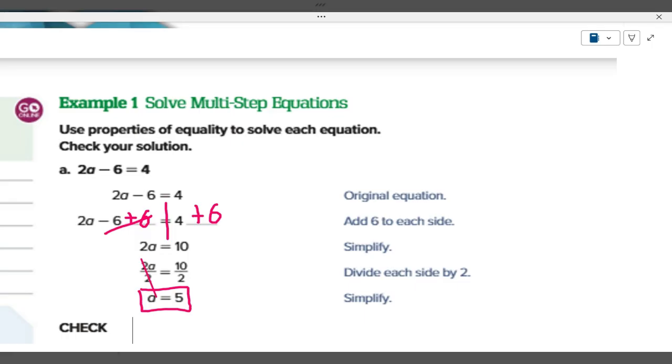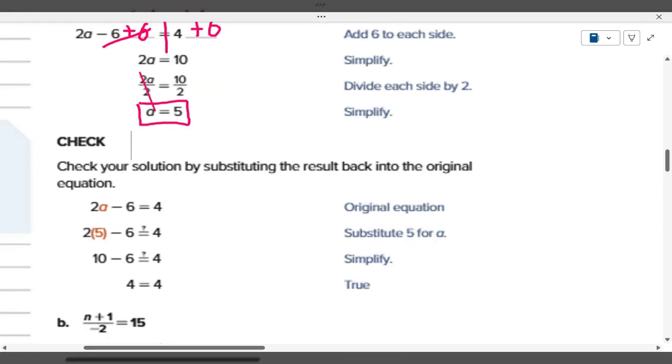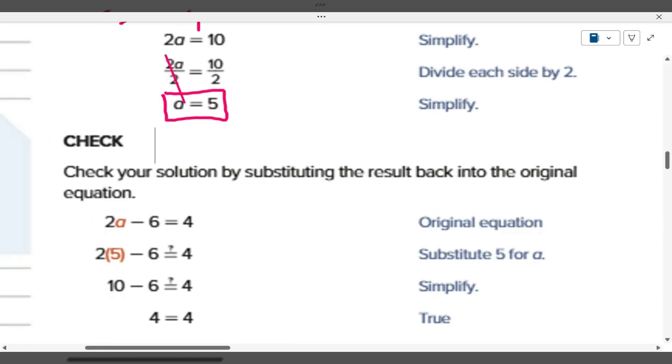Okay. We could check our solution by plugging it back into the equation, replacing A. So here we have 2A minus 6 equals 4. We take that solution and plug it back in for A and simplify. So 2 times 5 is equal to 10. 10 minus 6 is equal to 4. And our left side is equal to our right side. 4 equals 4. So we know that, yes, this is a solution. Yes, this is correct.